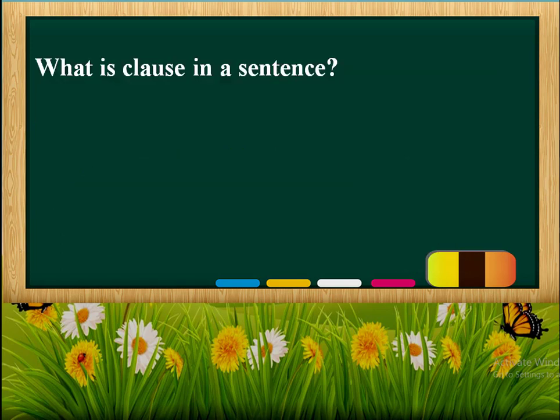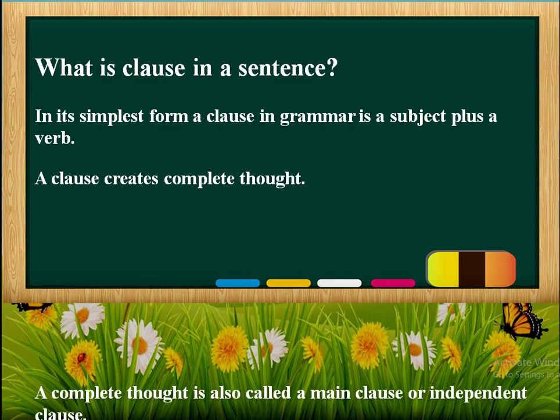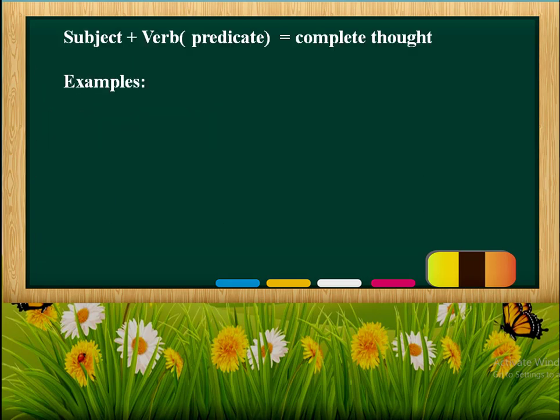What is a clause in a sentence? In its simplest form, a clause in grammar is a subject plus a verb. A clause creates a complete thought. A complete thought is also called the main clause or independent clause. Subject plus verb or predicate, we get a complete thought.